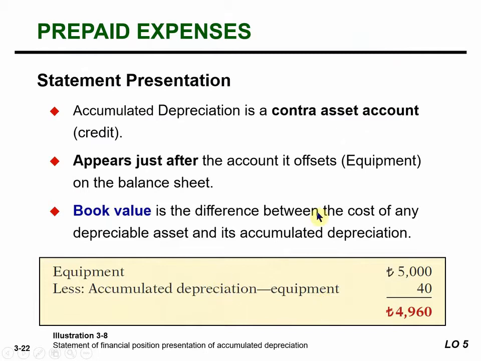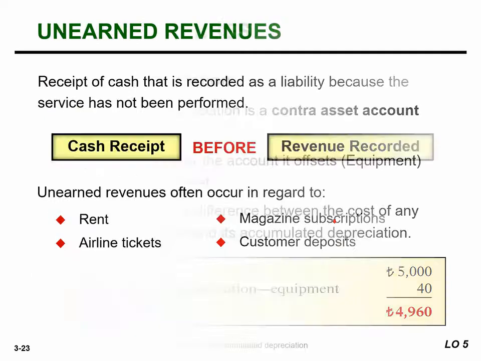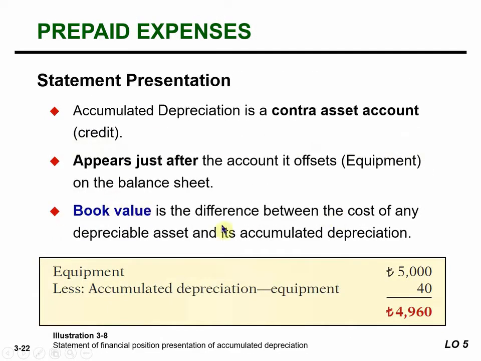Now, how will that look in the statement of financial position, or what we call the balance sheet? In this statement, we will have the equipment that we purchased for 5,000, so its cost is 5,000, and we will deduct from this something called accumulated depreciation, which is now 40. So the remaining balance, we will call it the book value. The book value is simply the difference between the cost and the accumulated depreciation, which is now 40.